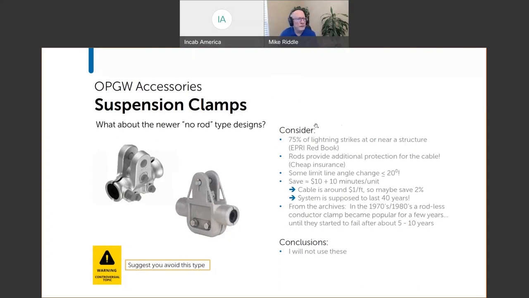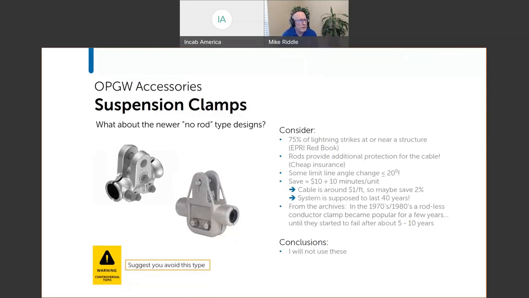Within the last few years in the market, I've seen no rod type clamps, which are kind of a variation of that bolted clamp design. And I don't like them at all. I really should have put the red Mike Riddle kiss of death up here. But I'm not quite as averse to them as I am that sliding wedge type of dead end. But I don't think these are a good idea.